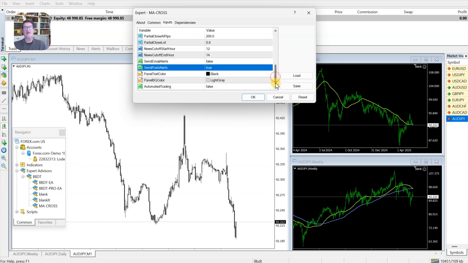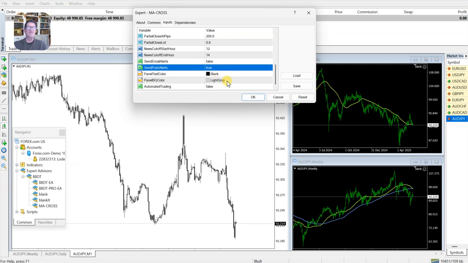Last but not least, you have some generic settings. Black is simply the color of the text. Light gray is the color of the background. And auto trading is automatically set to false.